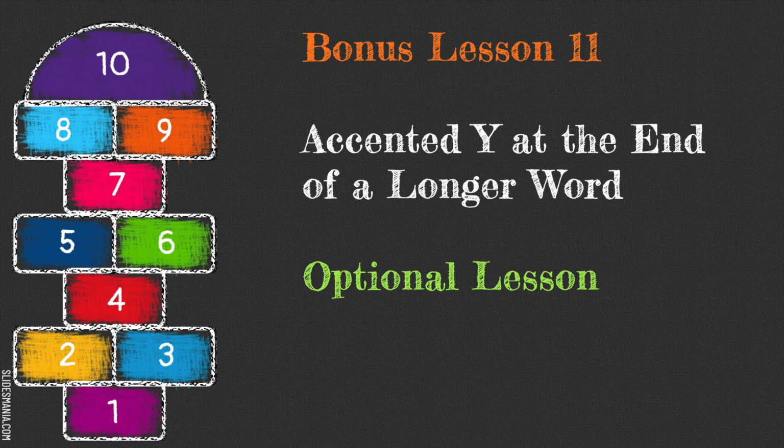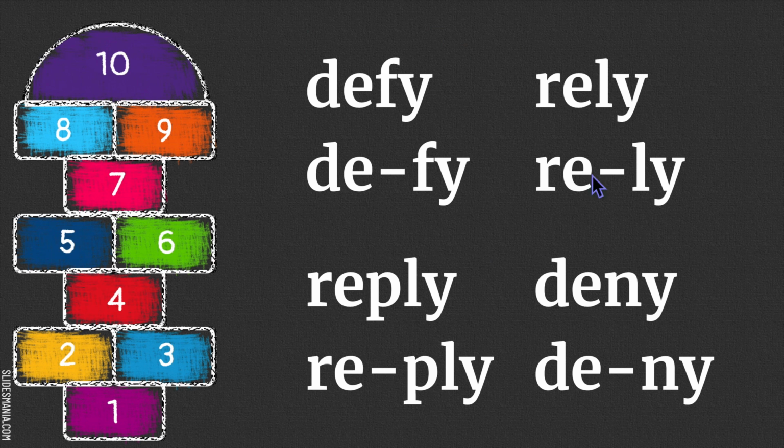Okay, so if you are doing well and want to understand why we've been practicing these nonsense letters, you can learn about the accented Y at the end of a longer word. If, however, you are still struggling, go ahead and just skip this lesson. Okay, we have here some two-syllable words. 2 syllables means if you tapped it out, you would have 2 taps.